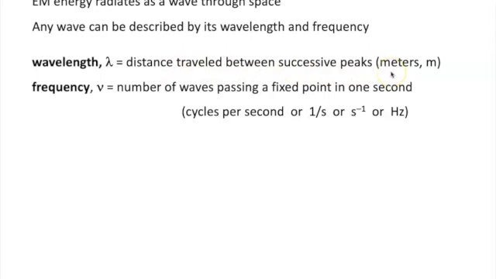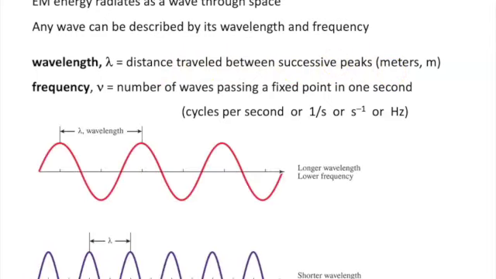So a wave is a continuous wave, and I'll show you this here. This is a continuous wave. It's continuing in both directions infinitely, and the distance from the peak of one of these to the peak of the next one, that's one wavelength. It can be peak to peak.